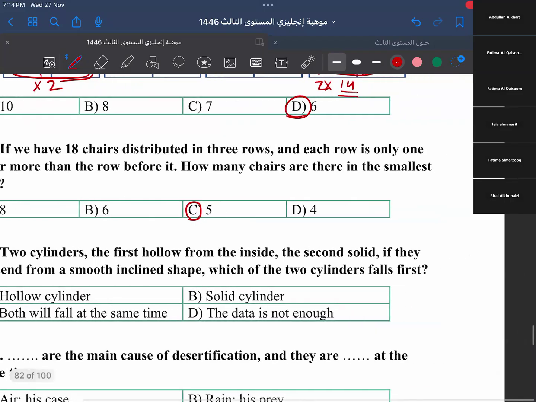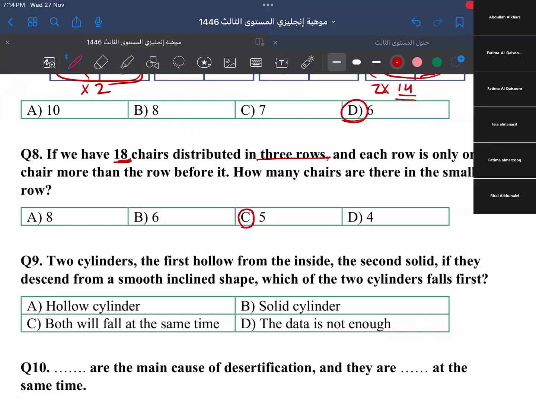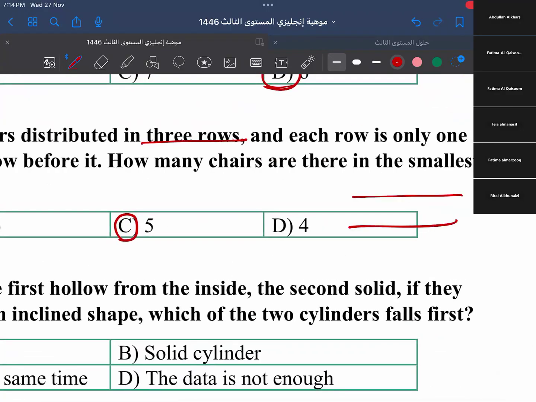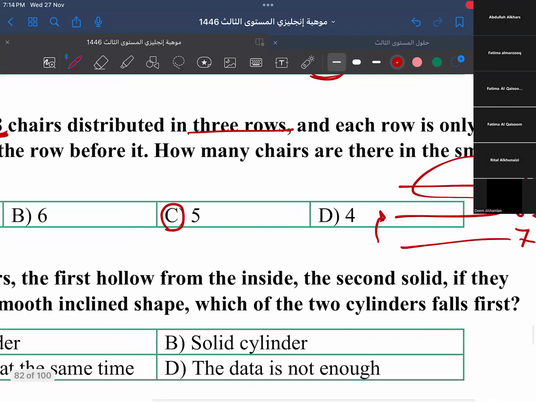So you can see here that if 18 chairs are distributed in 3 rows equally, it's going to be like 6, 6, and 6. But then we said that the last one is more than the other by 1. So it should be here. And if I remove 1 from here, I'm going to add it to the last one. So it's going to be 7, 6, and 5. And 5 is the least one. ممتاز.